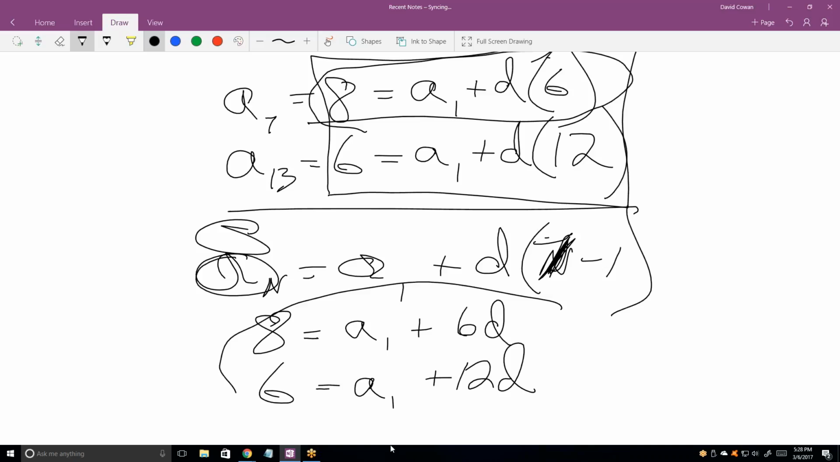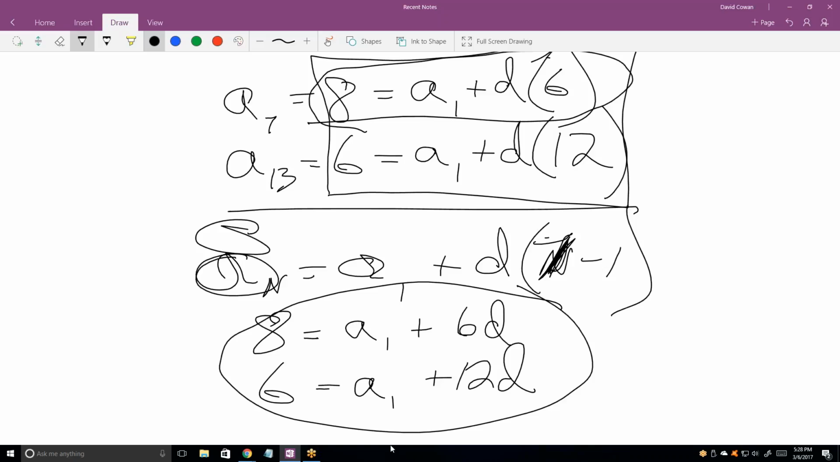And then, as long as you have the same number of equations as you have variables, you can always solve it. Well, not always, but most of the time. Problems like this, you're always going to be able to solve it. In other words, when they're talking arithmetic series like this, they're not going to give you a problem where you can't solve it.